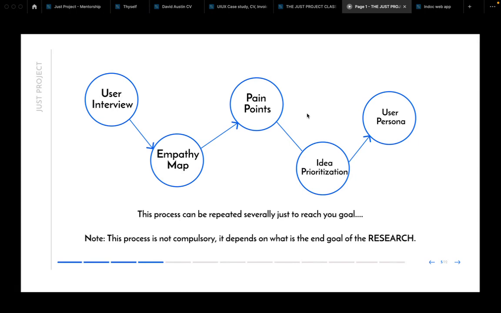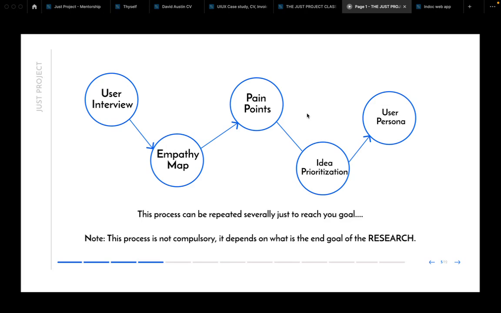So this is the flow of how research works. First of all, you conduct a user interview. You know who your users are. Before doing any research, you have to know who the people using my product are. Is it a pregnant woman? Is it a 40-year-old man? Is it a young boy? Just name it. Make sure that before conducting research, you know who your users are.